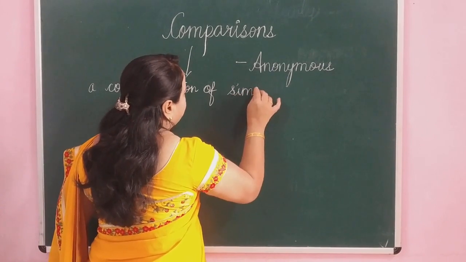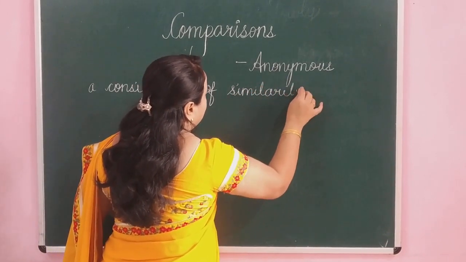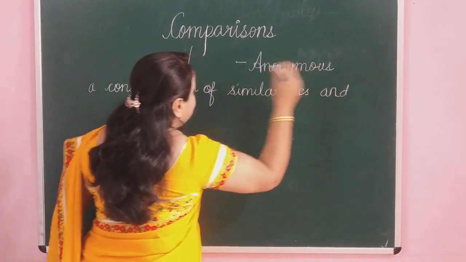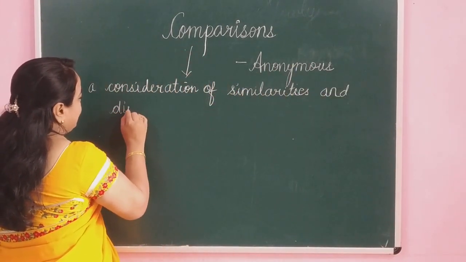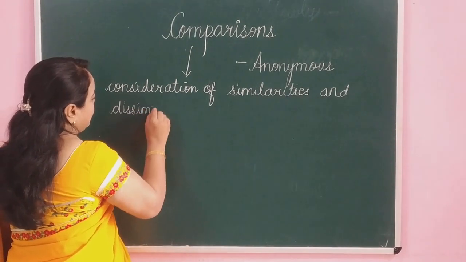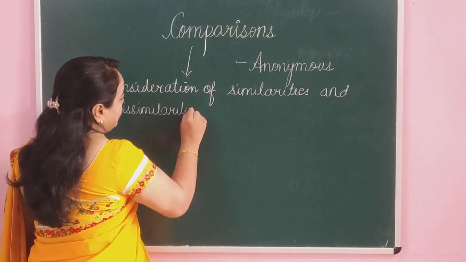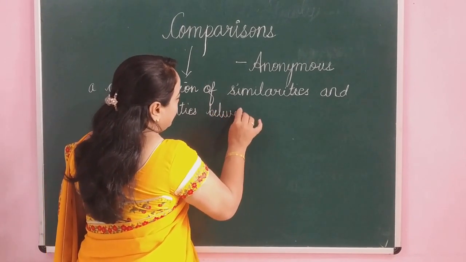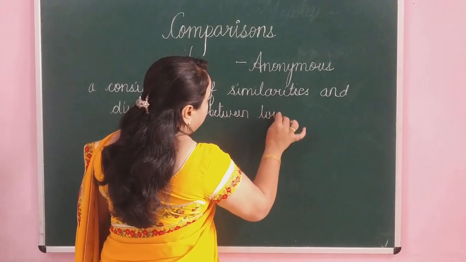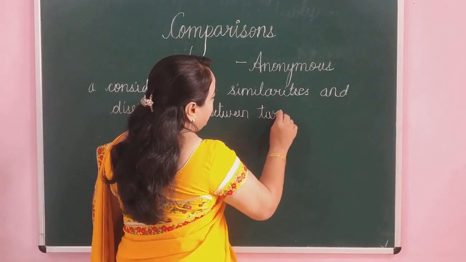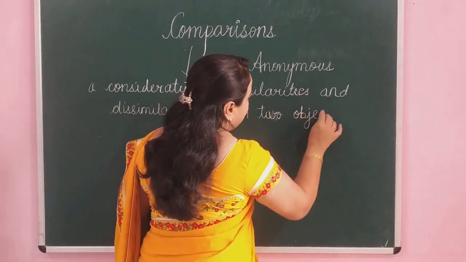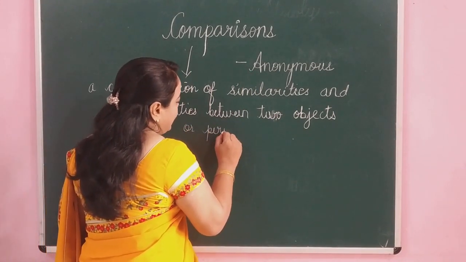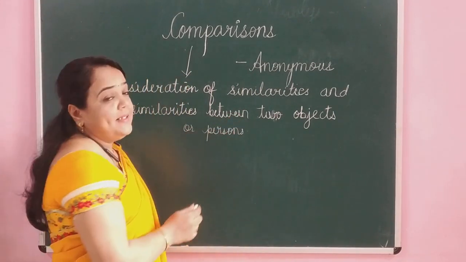similarities and dissimilarities between two objects or persons. Two objects or persons.